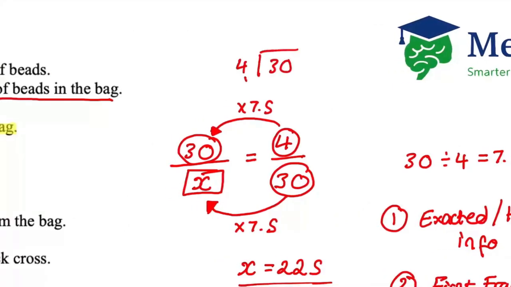4 goes into 3 0 times. We carry over the 3. 4 goes into 30 7 times. And we add in a decimal point because we've got a remainder. And then we've got a remainder of 2. And then 4 goes into 20 5 times. So you get an answer of 7.5 if you do 30 divided by 4.